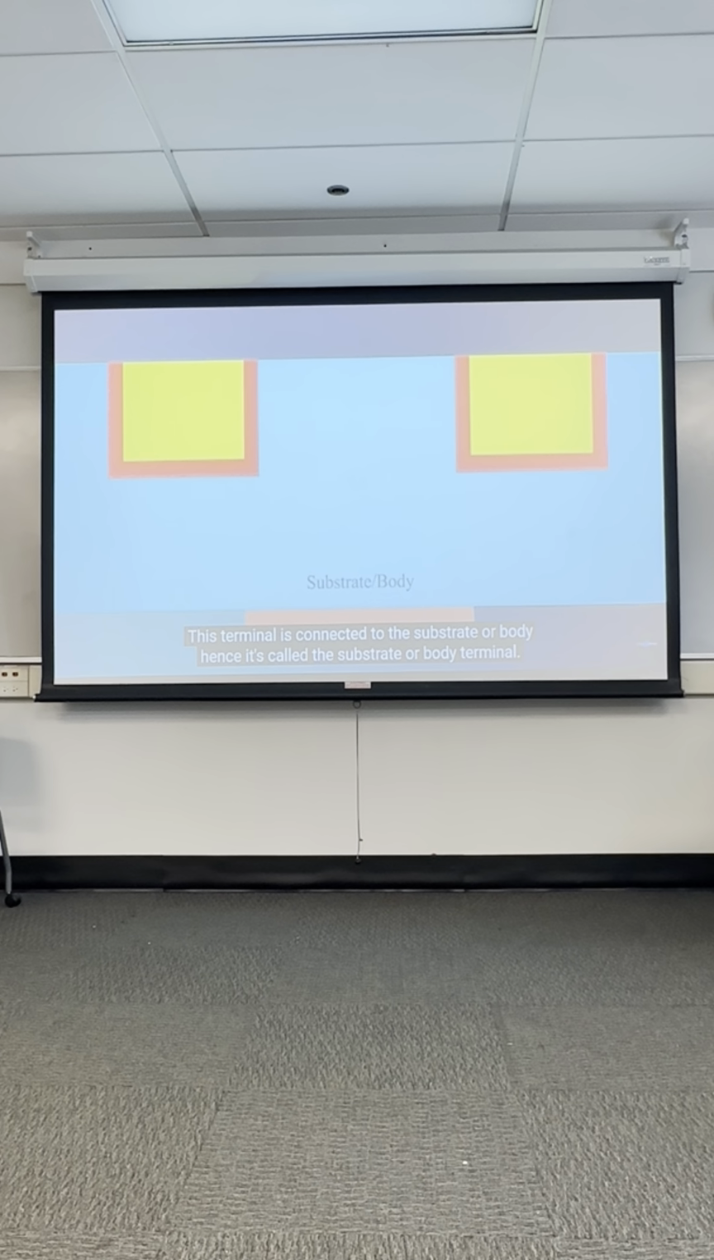This is the structure of MOSFET. The yellow regions are N-type semiconductors and blue are P-type semiconductors. This terminal is connected to the substrate or body, hence it's called the substrate or body terminal. These two terminals are called source and drain terminals. Between these terminals, we have a thin layer of insulator or dielectric. Above this insulator, another terminal is attached. It is called the gate terminal. These are all four terminals of MOSFET.